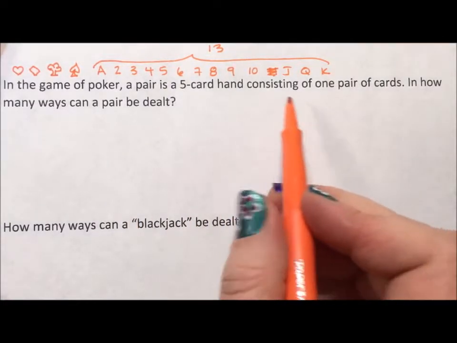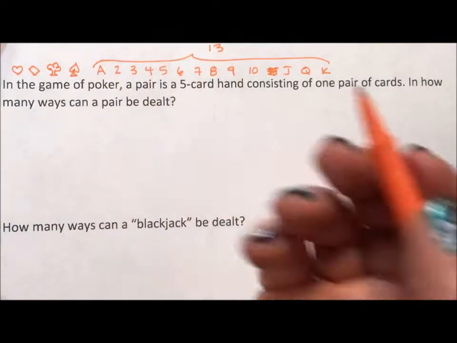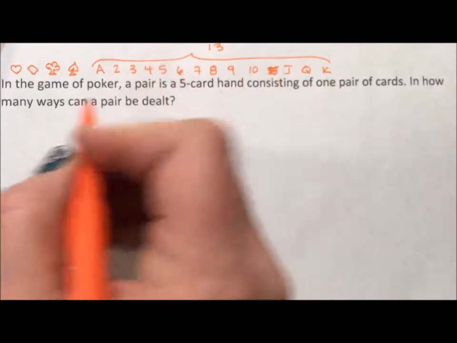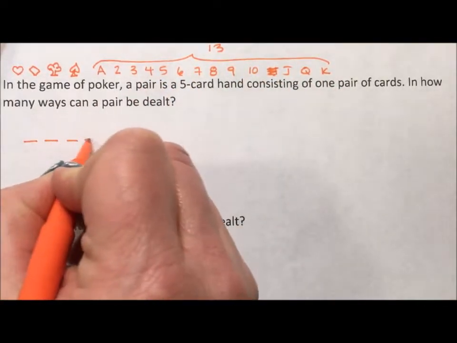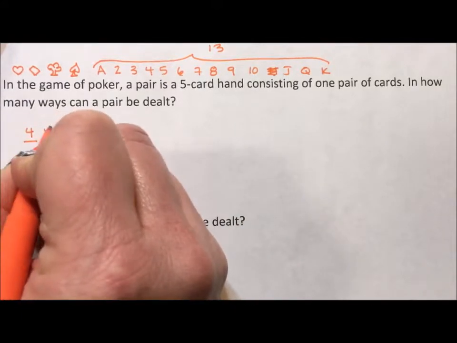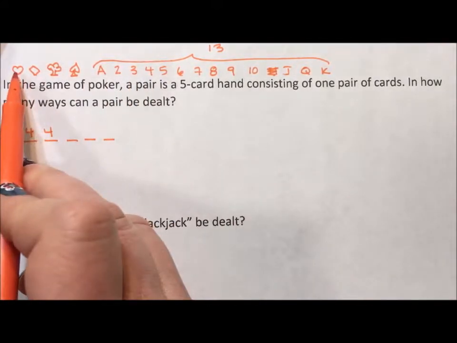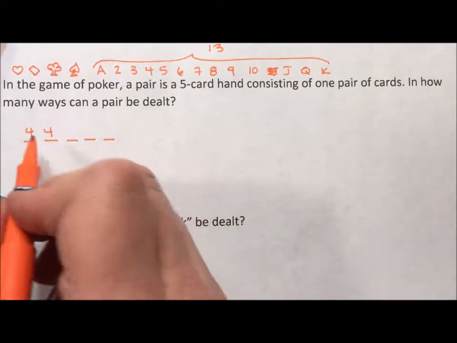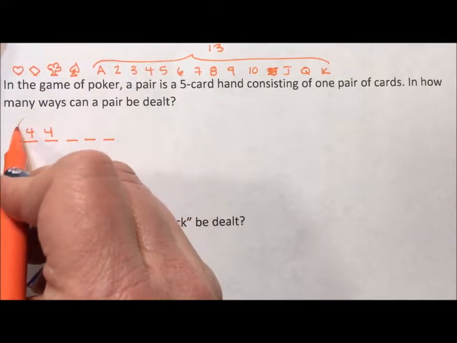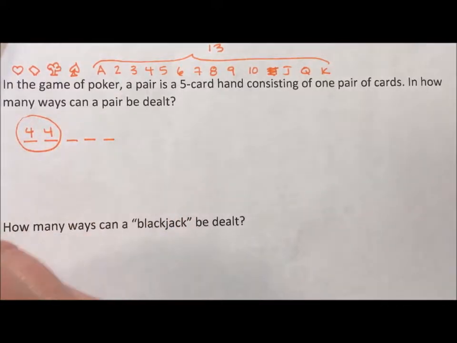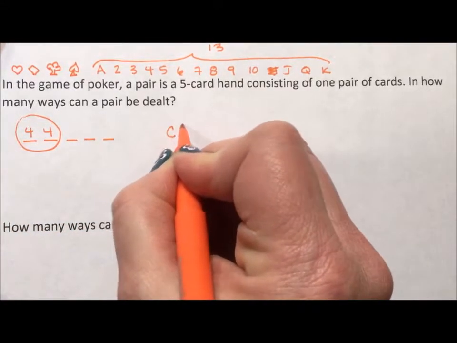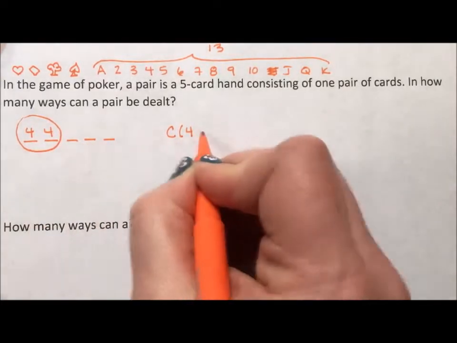So if I want a pair, it has to be of a specific card. So let's say I was getting a pair of 4s. So I have 5 cards in my hand, and let's say I was getting a pair of 4s. It could be a heart and a diamond, a heart and a spade, a club and a diamond. I have to realize that there's several ways that those 2 4s could come about. So what I need to do is the combination of the 4 4s taken 2 at a time.